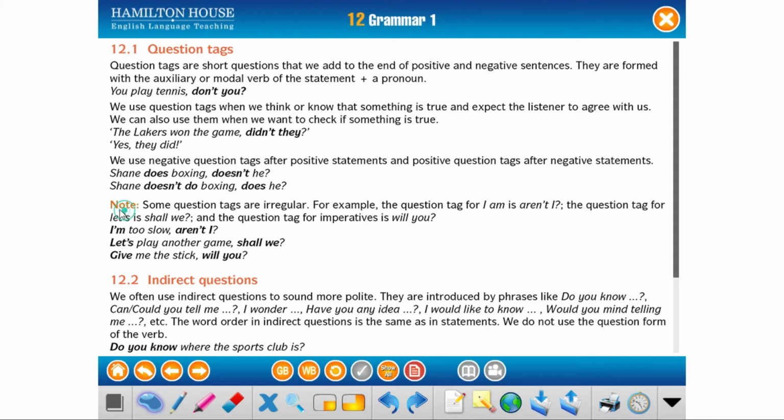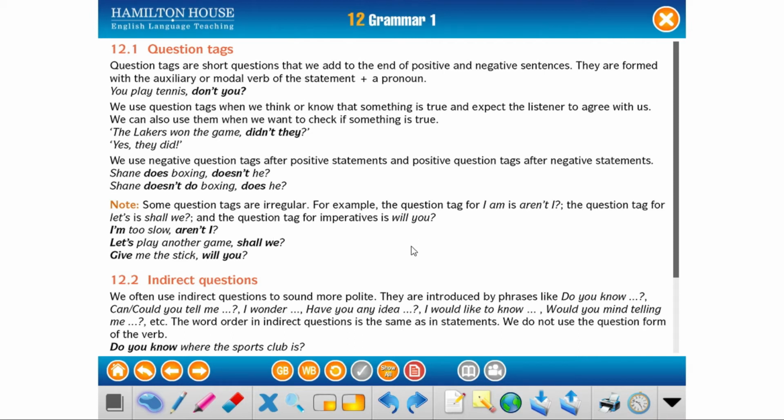In the case of let's, when we have let's, we always are going to use shall we. And in the case of the imperative, we are going to use will you. Remember that an imperative is a command, these sentences that don't use a subject at the beginning of the sentence. Like, for example, if I tell you, open the door, please, at the end I will say, will you? Okay, this is pretty easy.